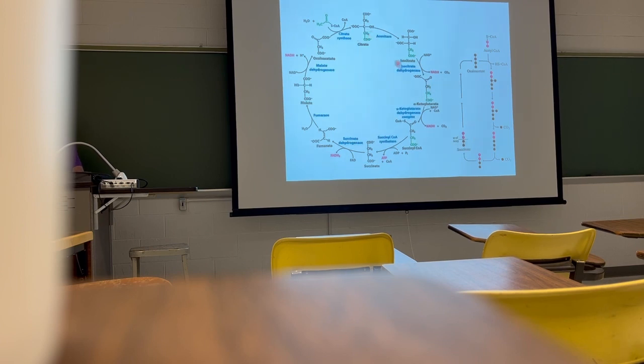So this is the citric acid cycle. What I encourage you to do is to draw this yourself, write the structures, write the names of the enzymes, be sure you know which steps produce NADH and CO2, FADH2, this ATP step, and know the structures of the intermediates.